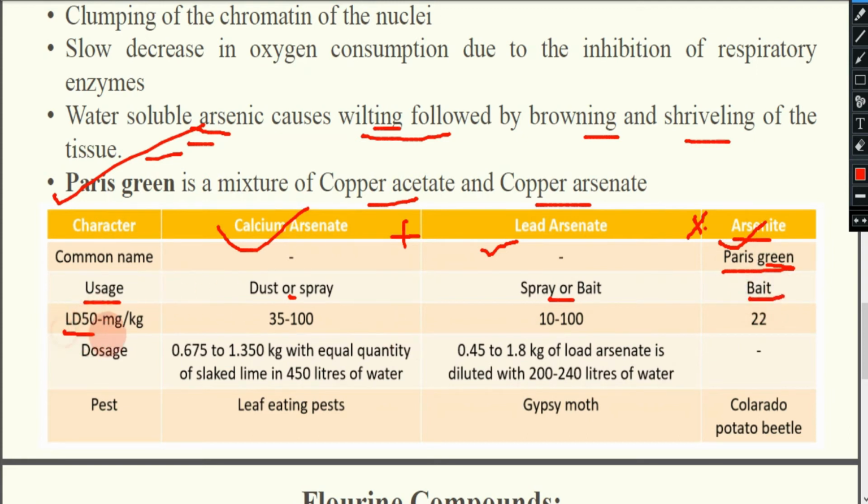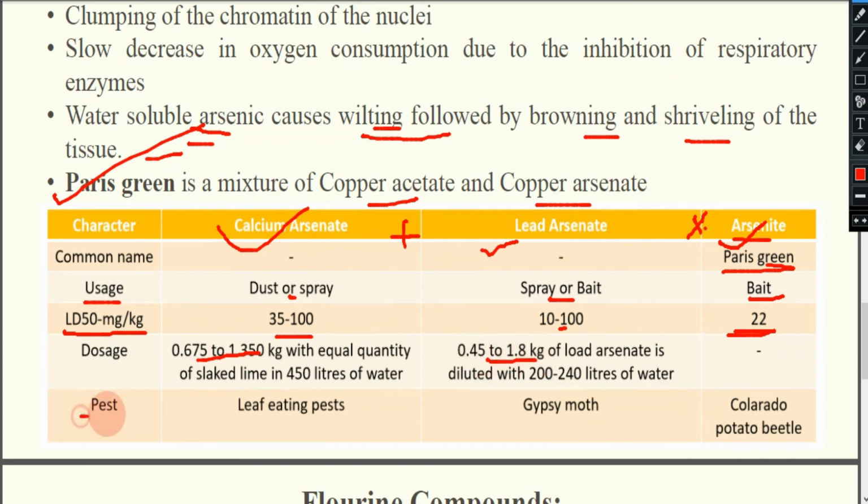You see the LD50 value, the median lethal dose. Definitely, as this is more toxic, here the value will be less, 22. In other cases, the value ranges from 35 to 100 in case of calcium arsenate. Again, in case of lead arsenate, that will be 10 to 100 milligram per kg body weight. Then your dose is given here. This is not that much of importance. Still, you can remember.